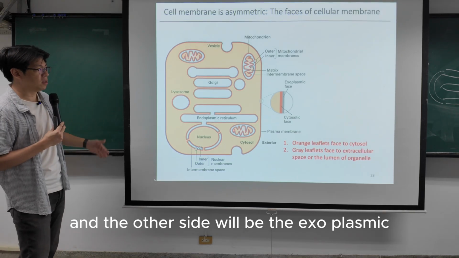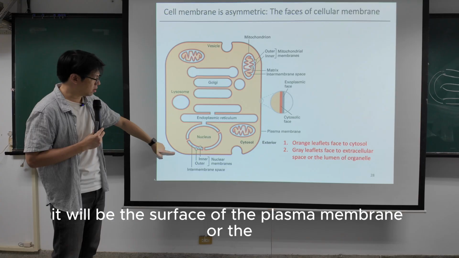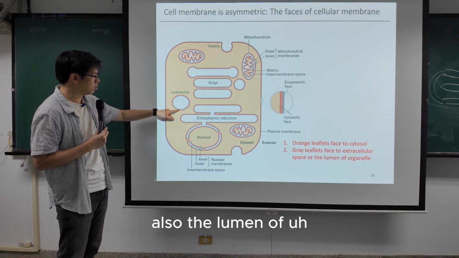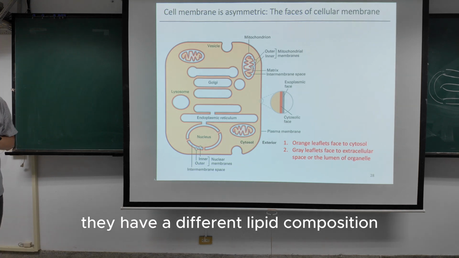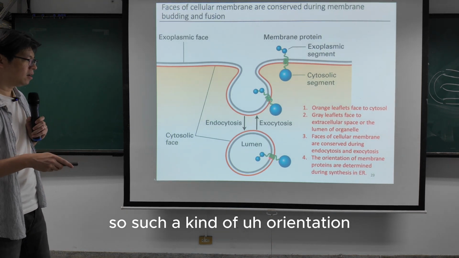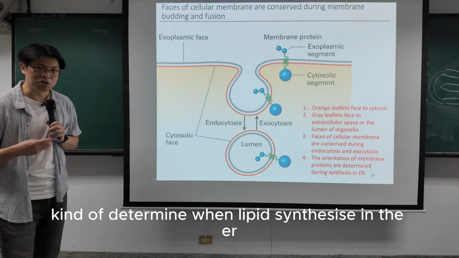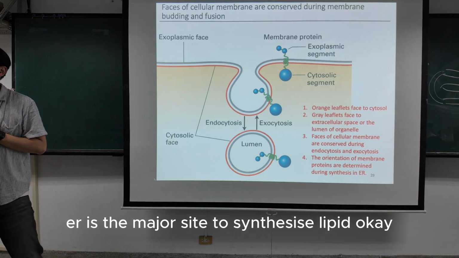And the other side will be the exoplasmic leaflet. It will be the surface of the plasma membrane, or also the lumen of the organelle. Okay? They have a different lipid composition. Such an orientation is determined when lipids are synthesized in the ER. ER is the major site to synthesize lipids. Okay?